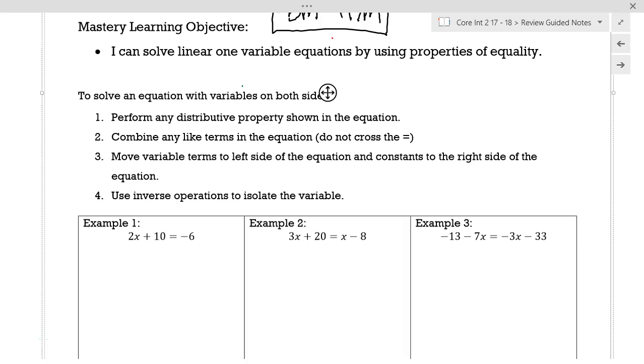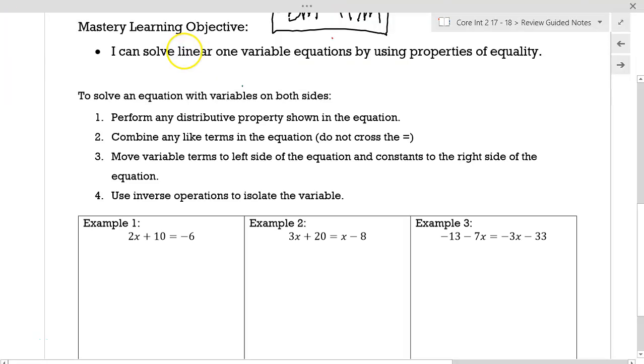Today we're looking at our MLO: to solve linear one-variable equations by using properties of equality. Looking at our MLO will always help us think about what we're going to be doing today. Today we're going to be solving equations. It's going to be linear one-variable equations, and we're going to be using properties of equality. But the main thing we're looking at today is solving those equations.